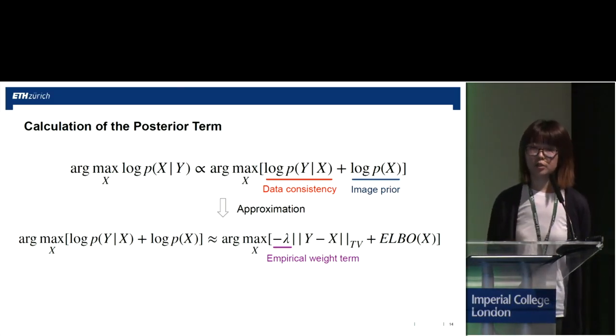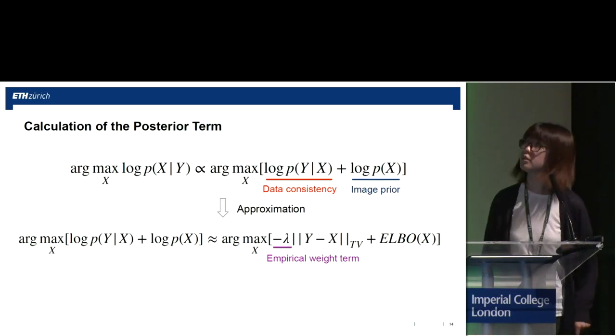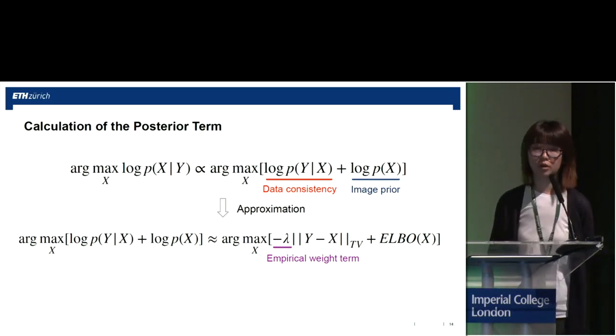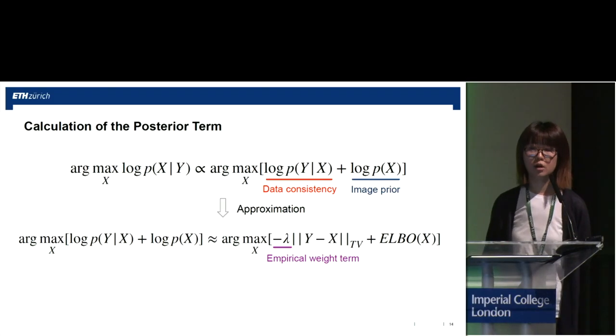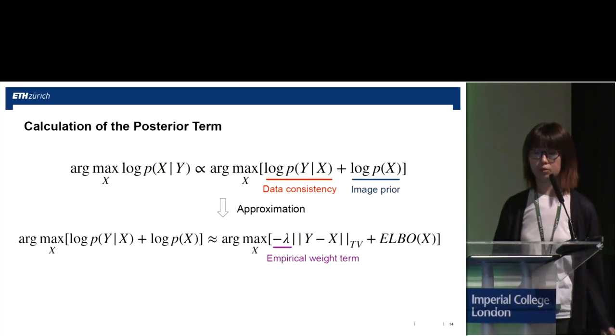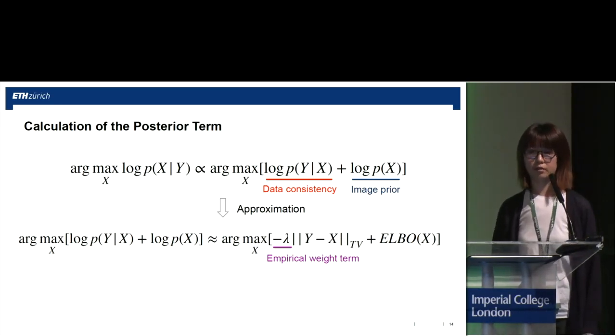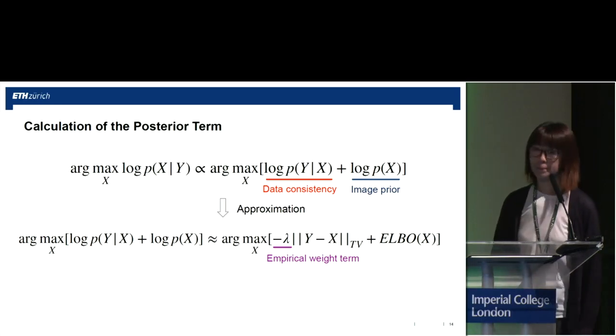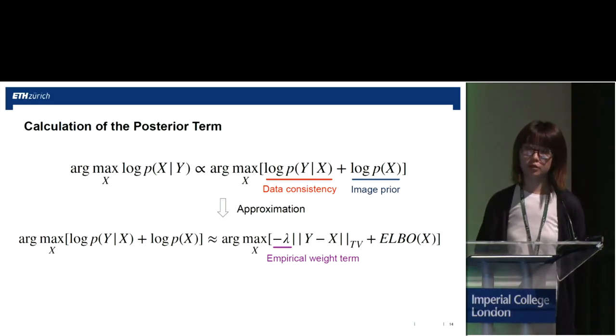And this can be approximated as the second equation, where we use this TV norm as the data consistency term and weight it with a lambda. And also, we substitute this log p(x) with the ELBO, which is estimated from a VAE or VAE-based method. The reason for this substitution is that we cannot exactly calculate the p(x) in this term. So now we are able to calculate the two terms.